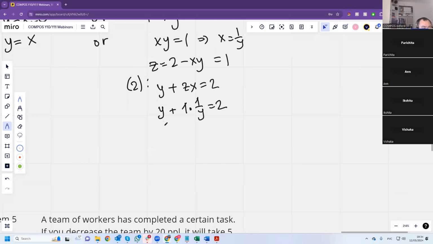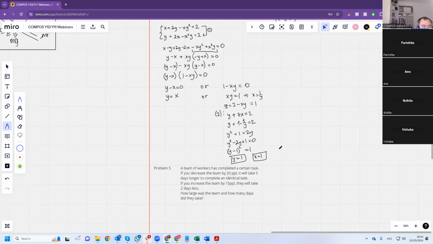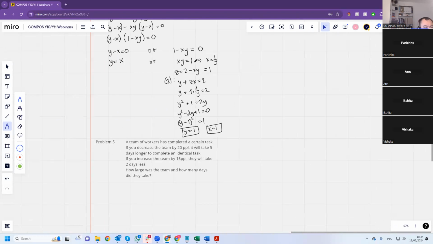Nice. And from here we can multiply, so y squared plus 1 equals 2y. y squared minus 2y plus 1 equals 0. (y minus 1) squared, this is a perfect square, equals 0. So y equals 1, and that means x is also equal to 1. So we got solution number 1, with z equals 1 here. We found one of the solutions.